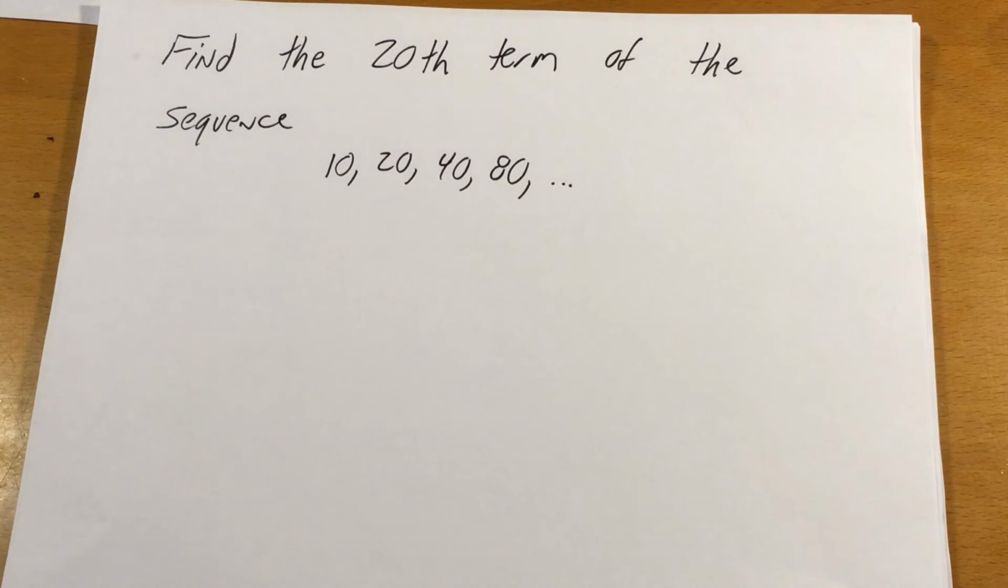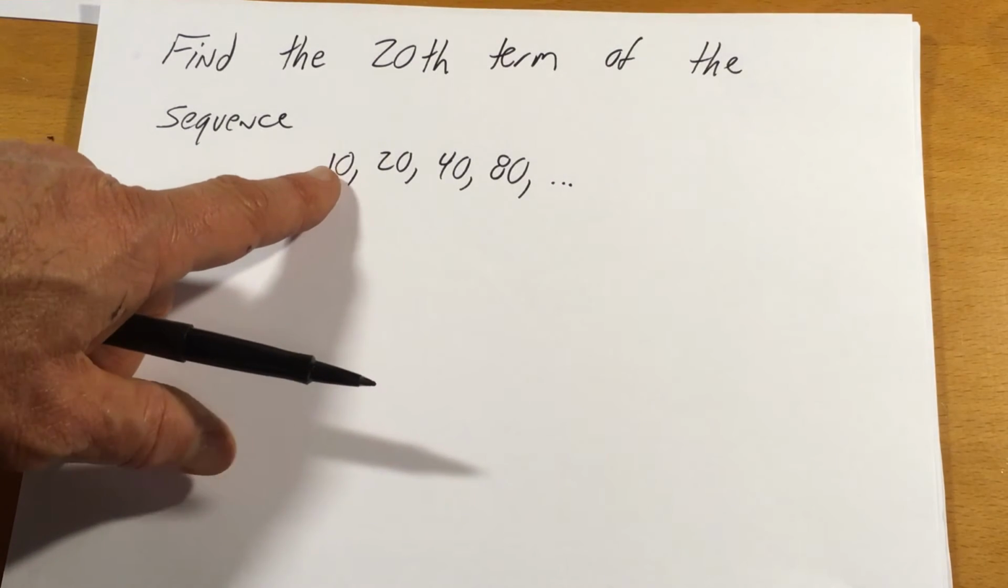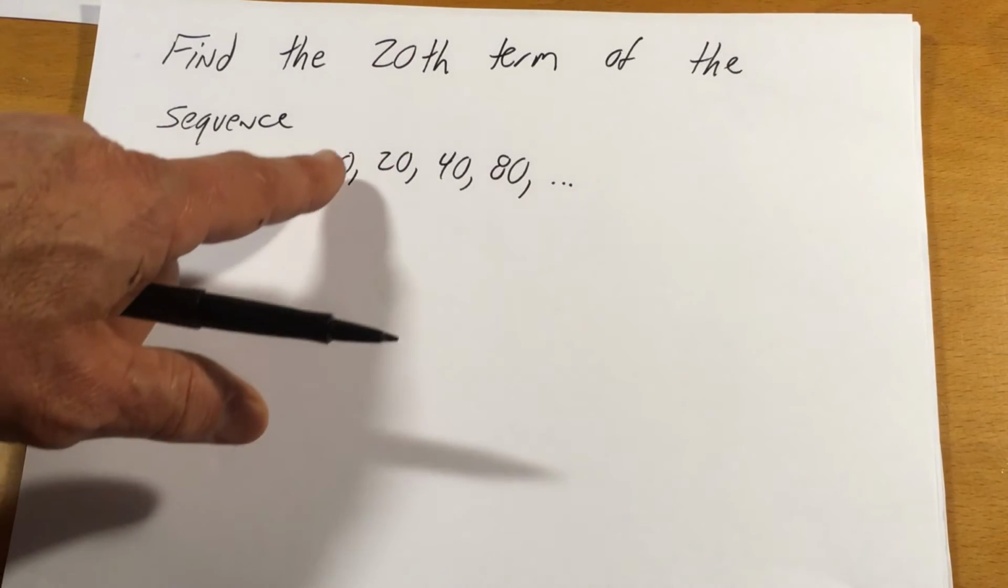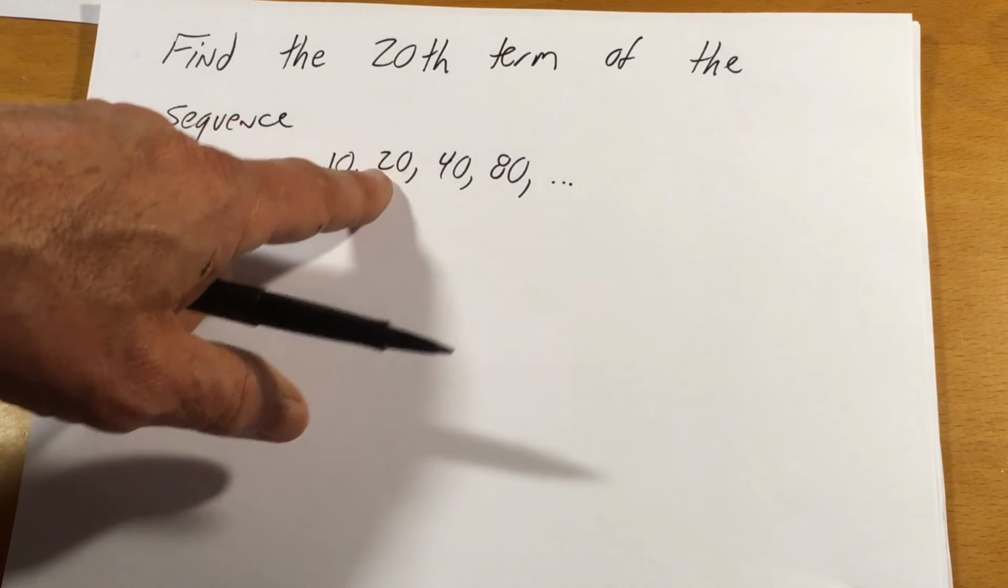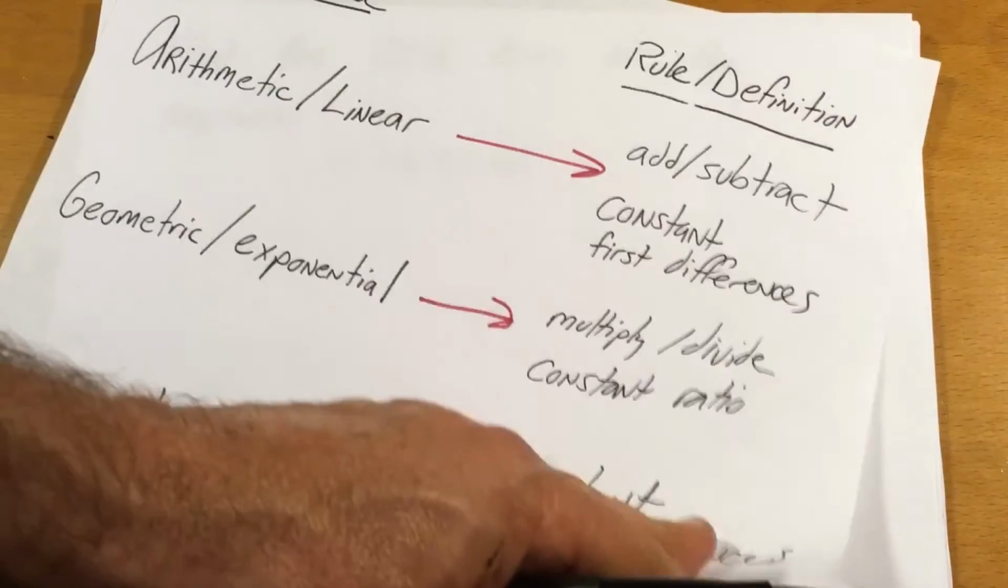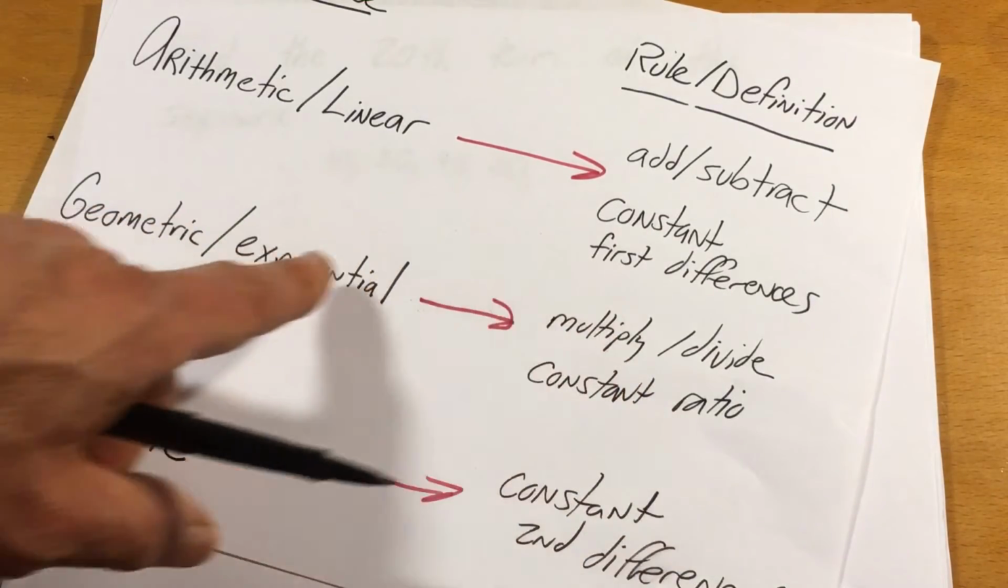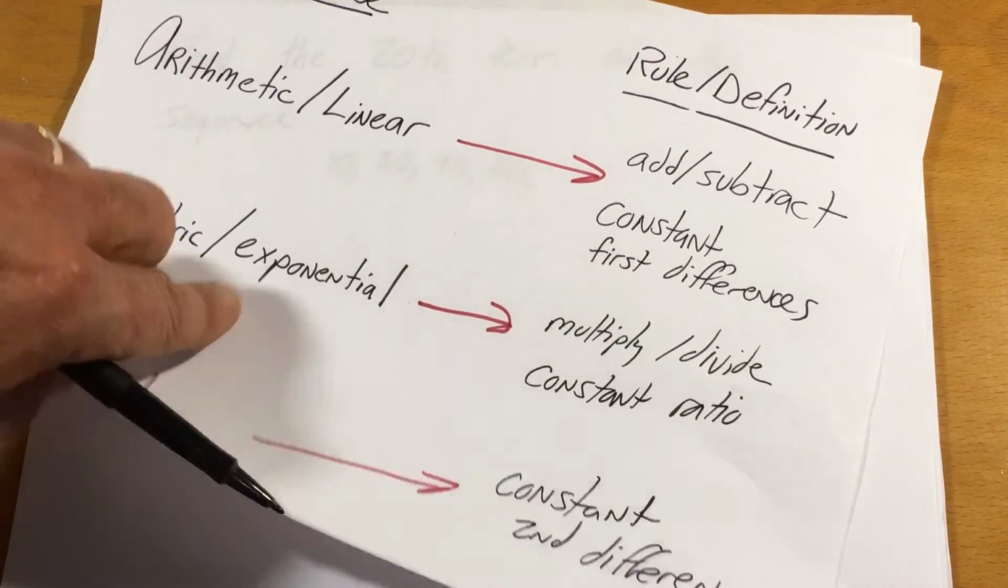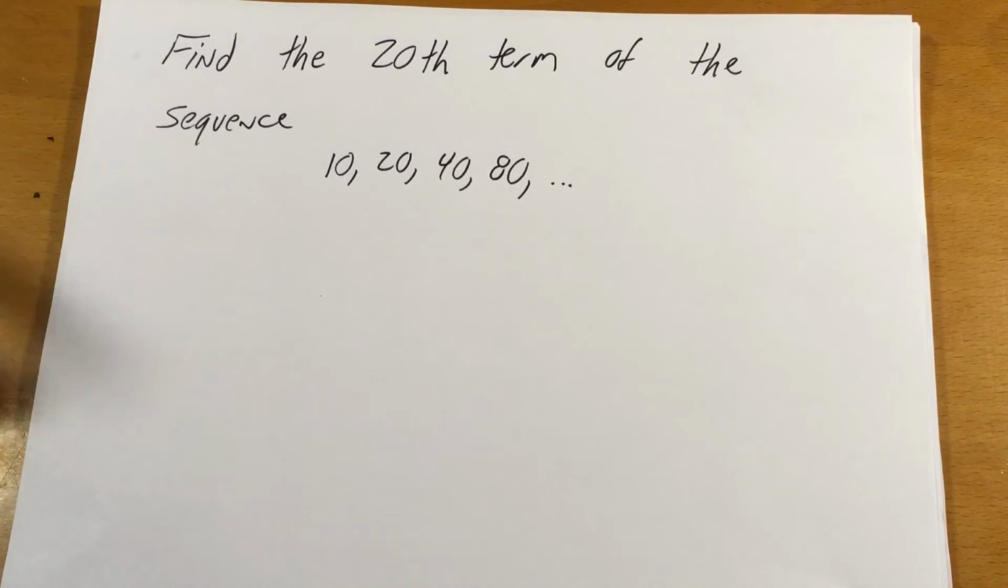A question which in substance is the same but is asked in a different way and gives a different answer is this. Let's say you want to find the 20th term of a given sequence. If you ask for the 20th term, the very first thing you need to do is figure out if it's arithmetic, geometric, quadratic, or something else. See how we're multiplying by 2 each time? 10 times 2 is 20. 20 times 2 is 40. 40 times 2 is 80. Whenever you're multiplying or dividing by a constant amount, that's geometric or exponential. So this is a geometric one.